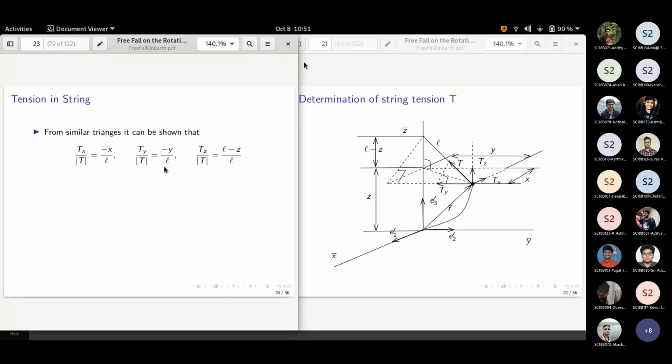The same thing obviously will hold for the x coordinate also, which is Tx divided by modulus of T equals minus x by L. So once we make the observation for one, it is similarly true for others. And in the z direction, you notice that Tz divided by T is L minus z divided by L. So this is your L minus z.